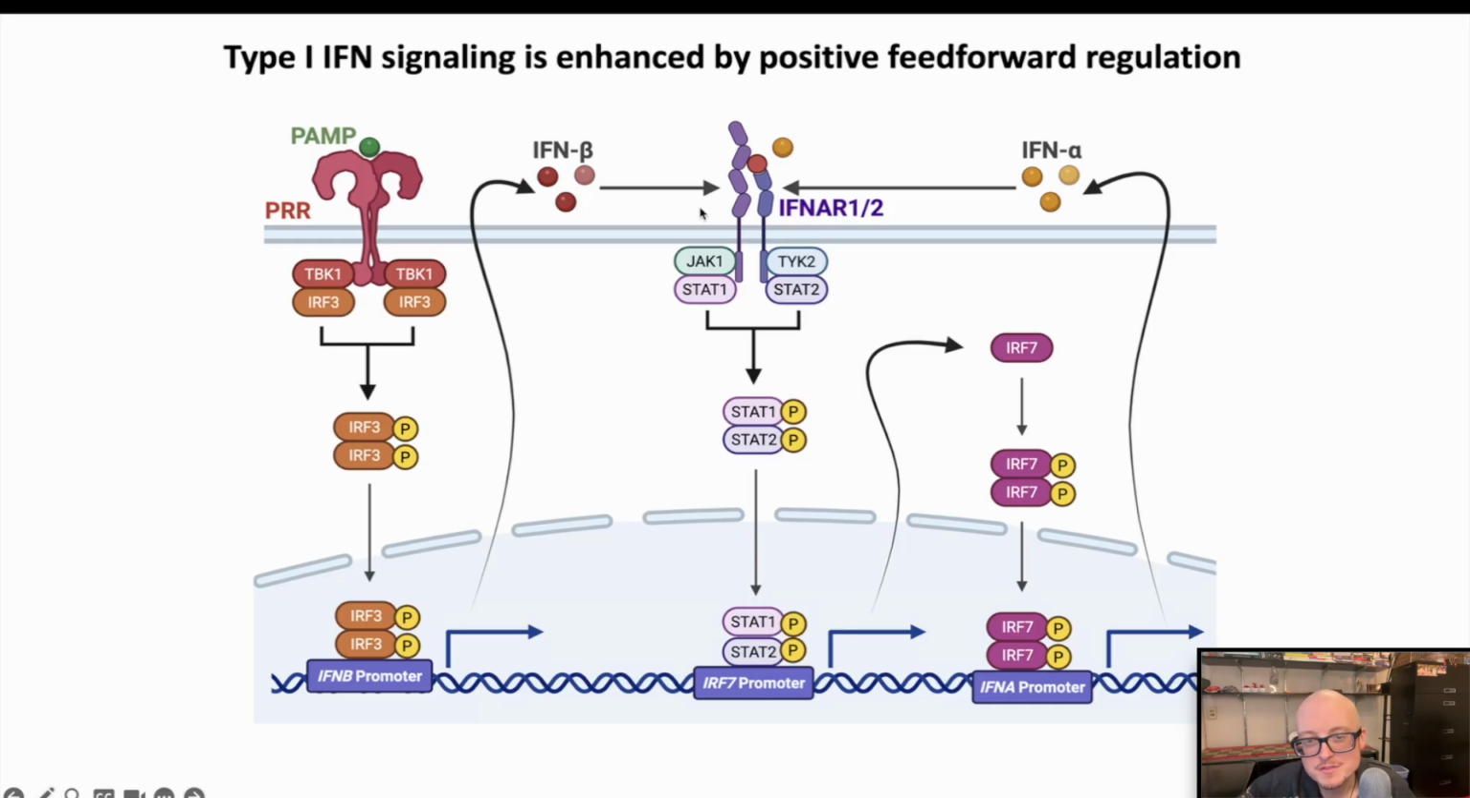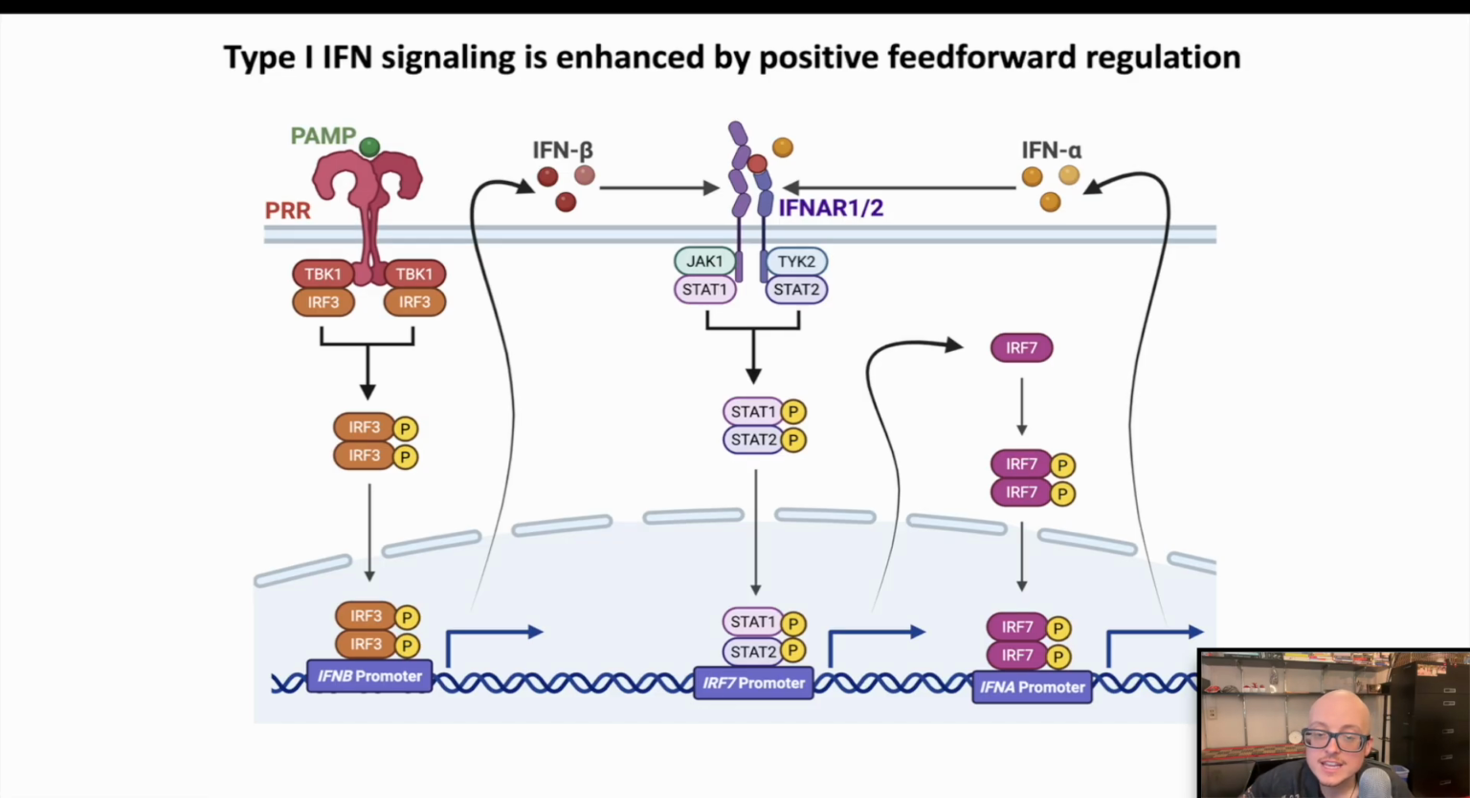And when the type 1 interferon receptor is activated, as we saw on the last slide, that leads to the activation of JAK1 and TYK2, which leads to the formation of activated STAT1-2 heterodimers, which are going to translocate into the nucleus and bind to the interferon-stimulated response elements in the promoters of various genes. One gene that has an interferon-stimulated response element in its promoter is another transcription factor called IRF7. This is an example of one transcription factor actually inducing the expression of another transcription factor.